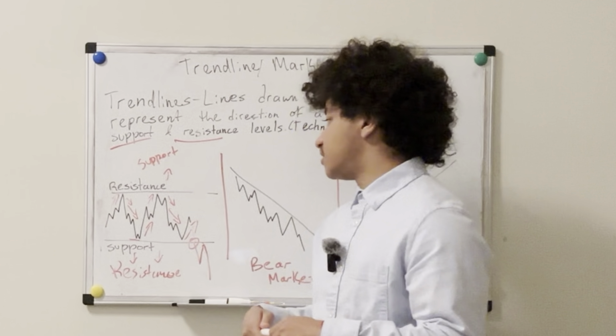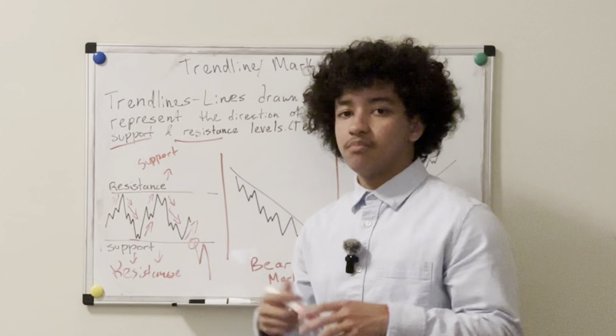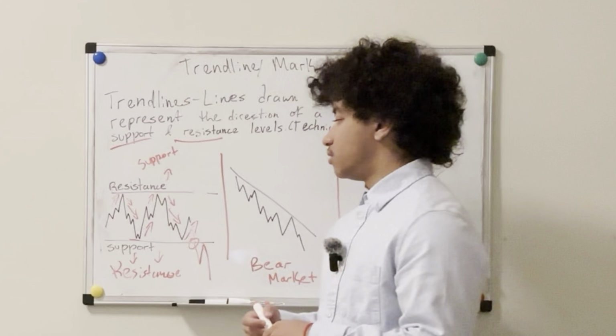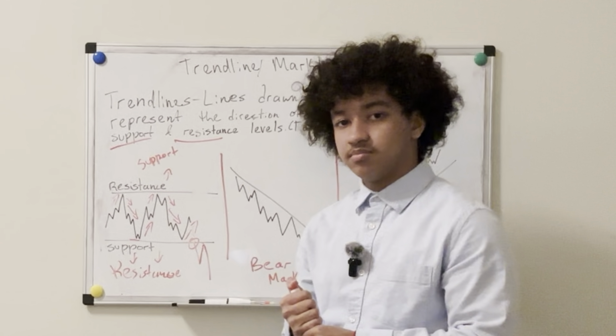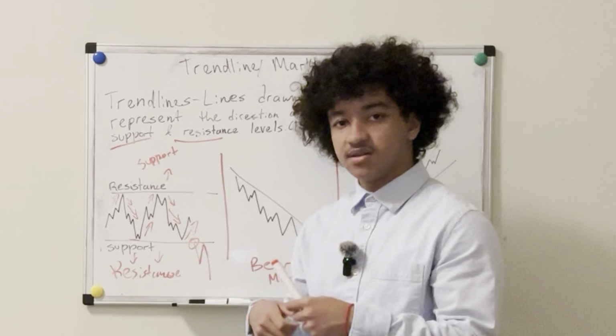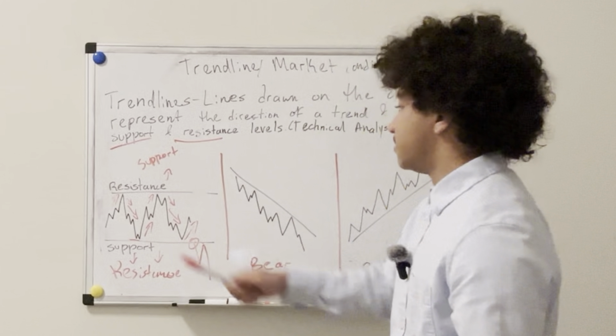So price can break out, and once it breaks out, a big reaction tends to happen. Not all the time, but most of the time. The market tends to repeat itself a lot of times. But yeah, that is support and resistance.